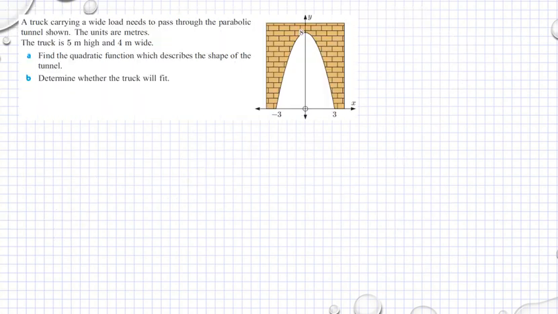My next video is very interesting. A truck carrying a wide load needs to pass through the parabolic tunnel shown. The units are meters. The truck is 5 meters high and 4 meters wide. Find the quadratic function which describes the shape of the tunnel. Determine whether the truck will fit. That is on my next video.